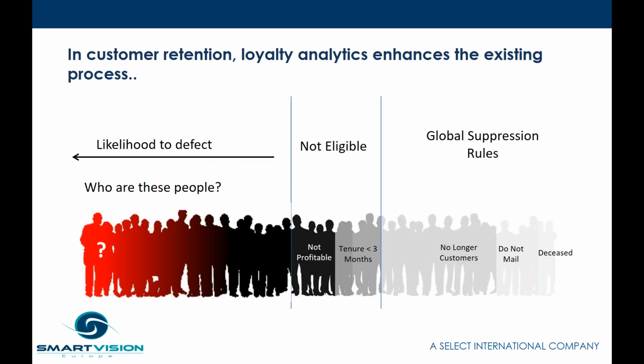So when we think about how we use that model, if we were doing an outbound campaign, a regular campaign, and trying to retain customers that we think are in danger of defecting, the model itself isn't going to exist in a vacuum. It does have to take account of the fact that there are only certain people you're going to send it to. Certain people are deceased, say do not mail, are no longer customers, or are not eligible for the campaign. They're not profitable, so there's no point trying to target them, or they haven't been customers long enough to cancel, say less than 3 months, leaving you with a pool of people against which there is a possibility that they may defect.